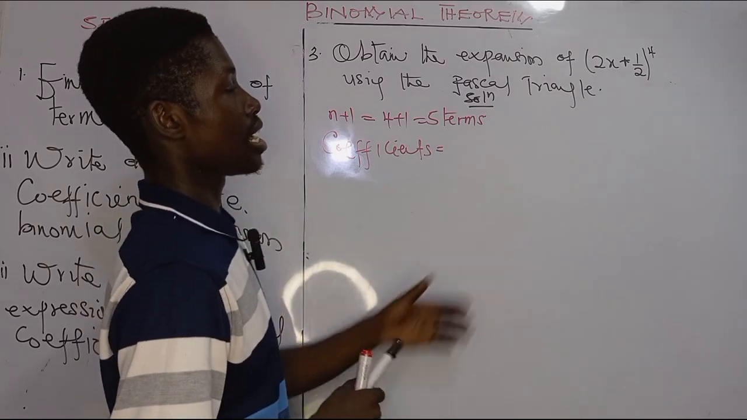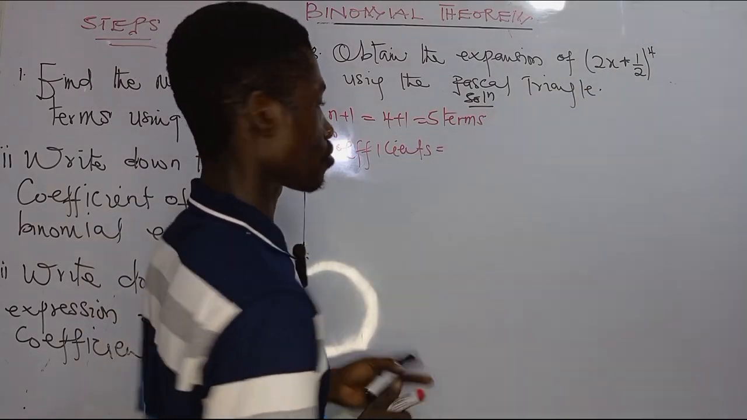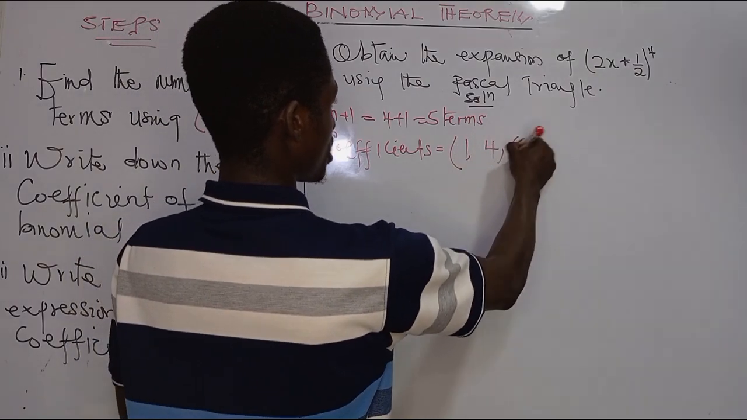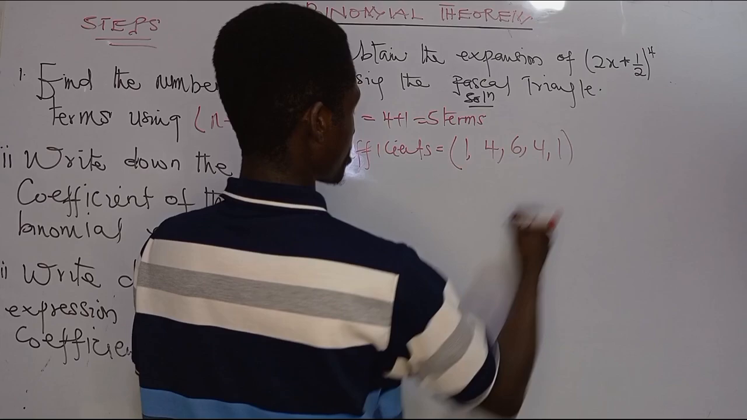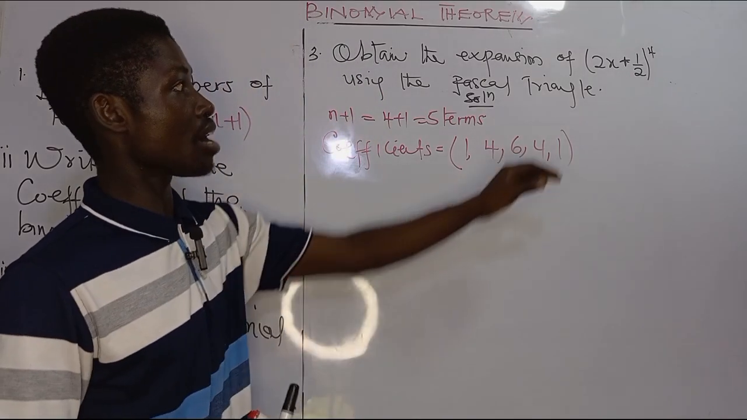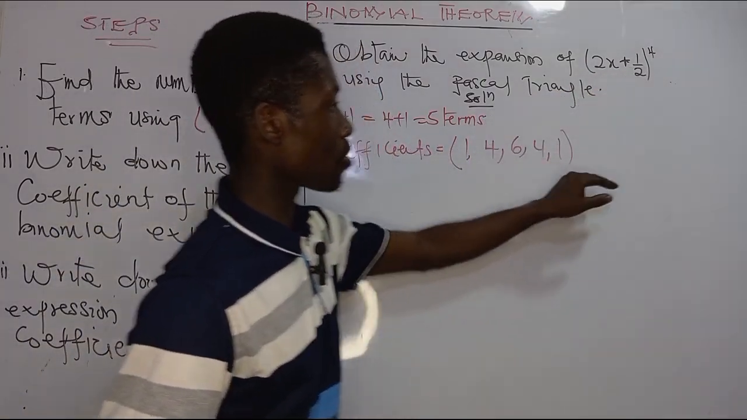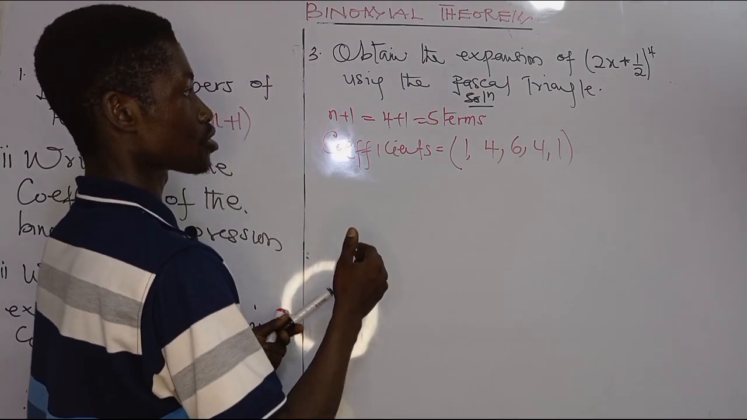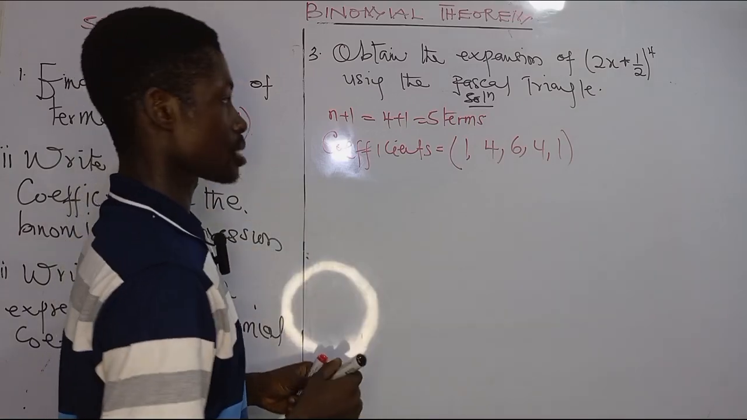Coefficient with the binomial expression of with the power of what? 4. So we are going to have 1, 4, 6, 4, 1. So this means that when you have a binomial expression with a power of 4, these are your coefficients. So after that, we are going to write the coefficient with this expression.